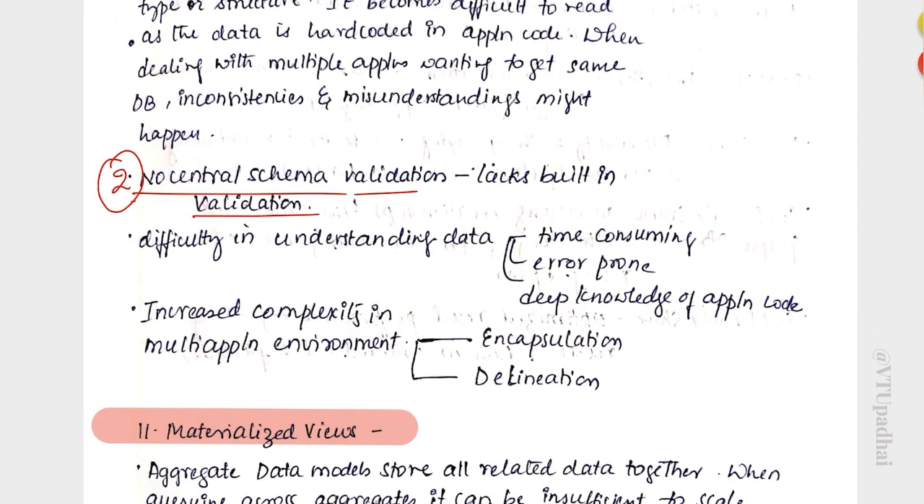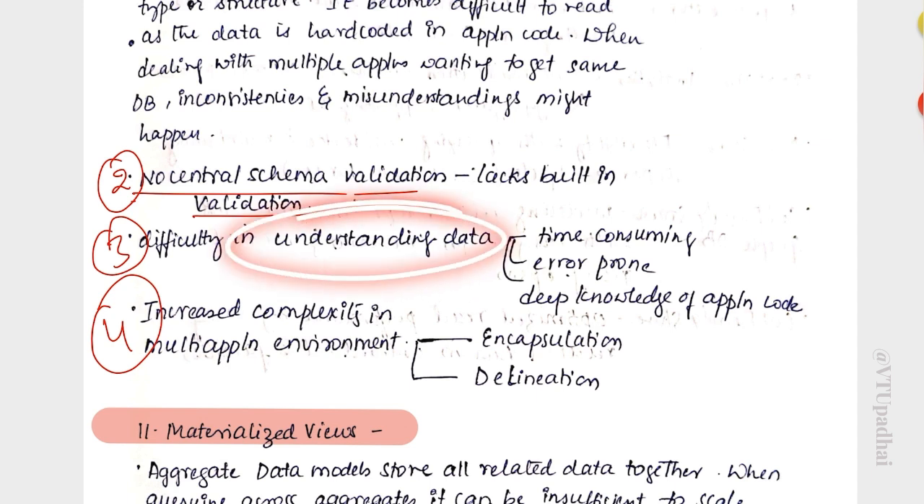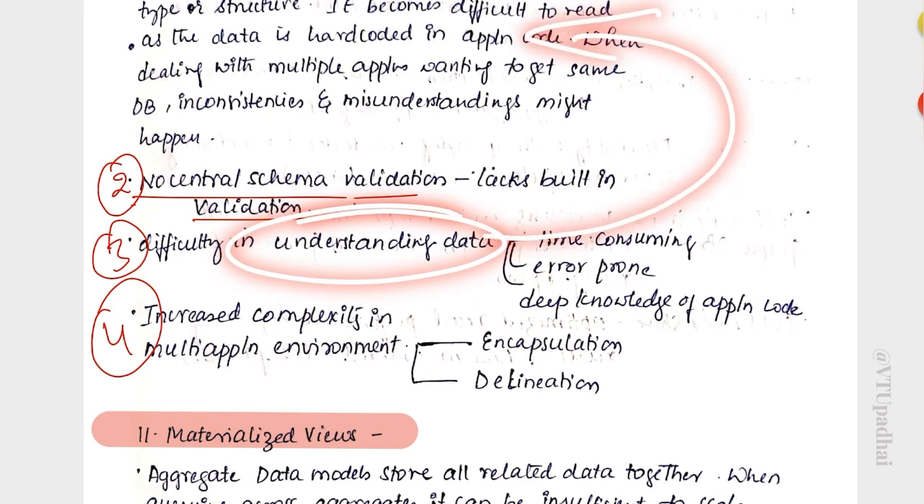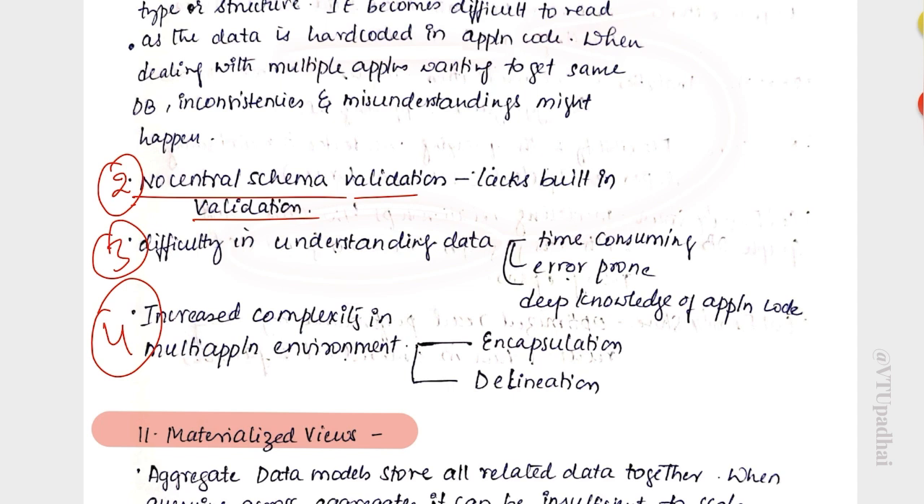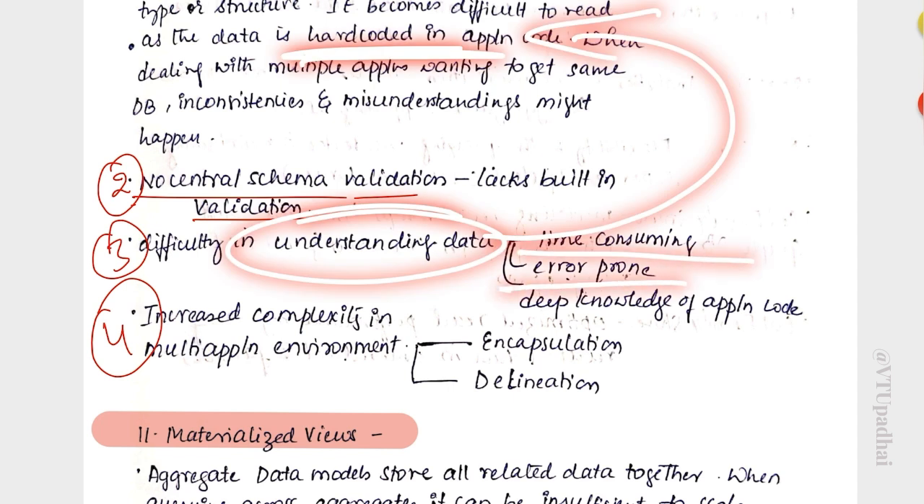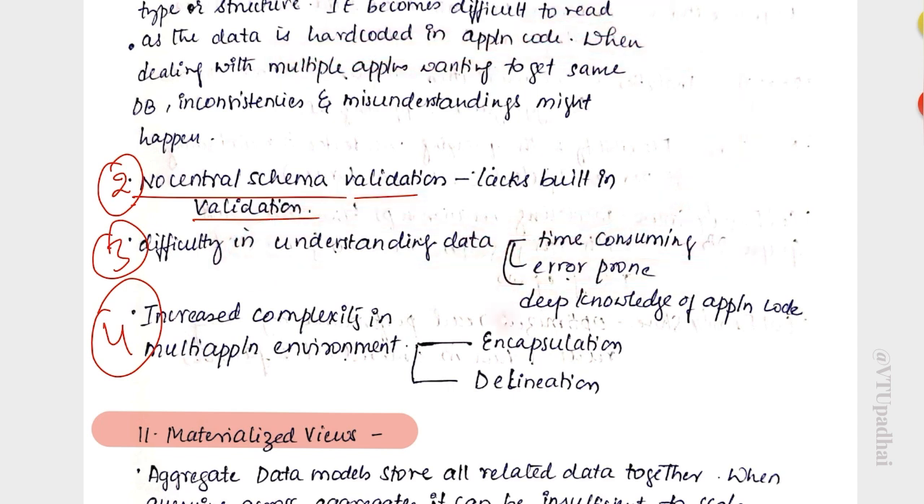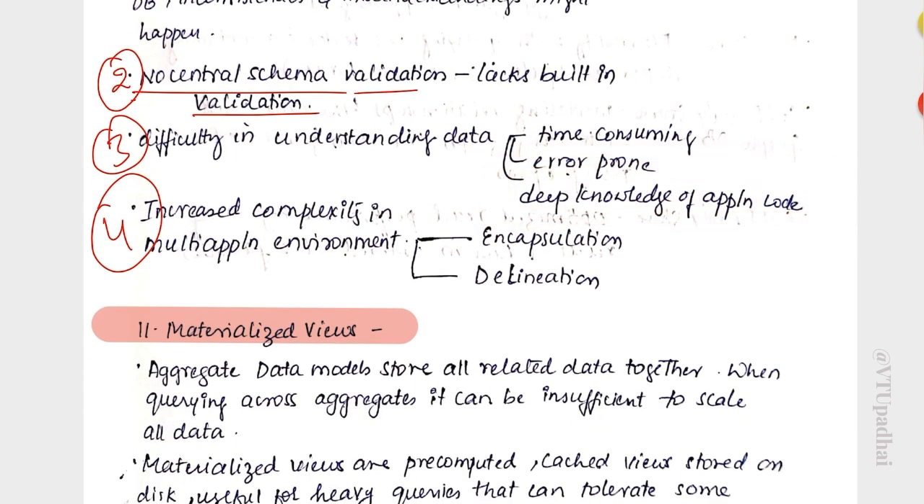Next we have difficulty in understanding the data. Because there is no explicit schema, it becomes difficult for us to understand. In order to understand the data, I have to look into the application code. We have seen it is hard coded here, right? So it is time consuming, there could be errors when I'm trying to understand, and I should have deep knowledge of the application code.